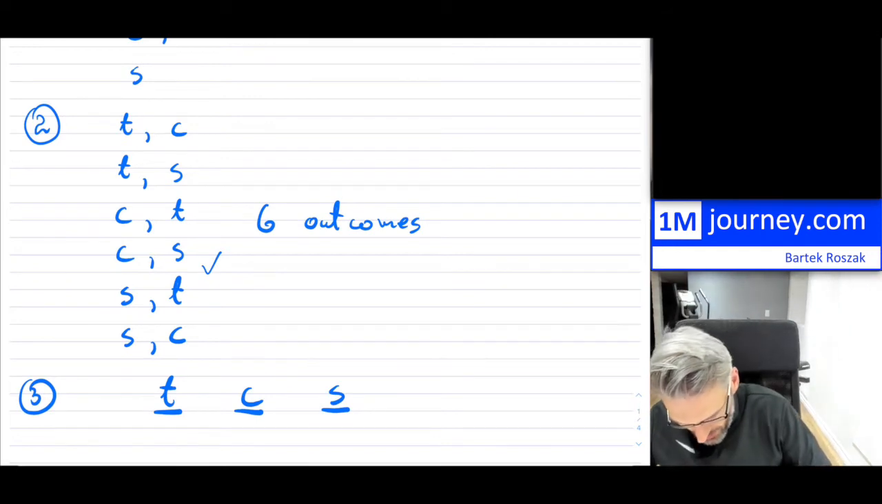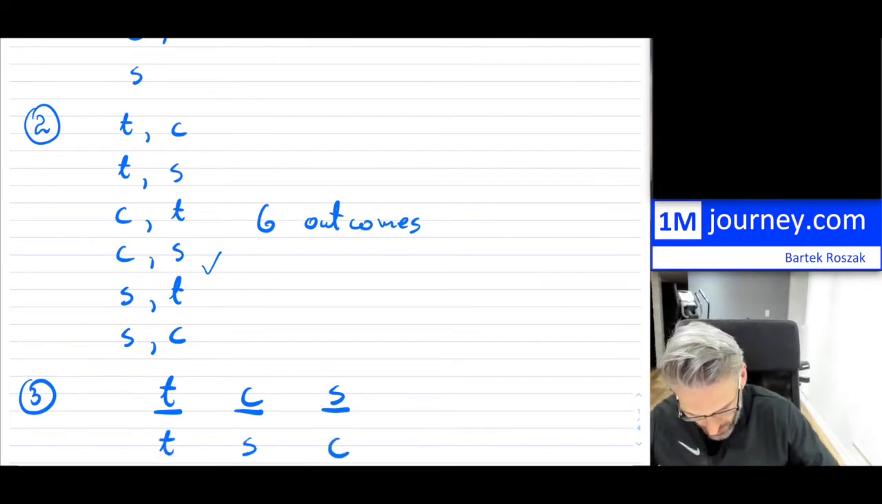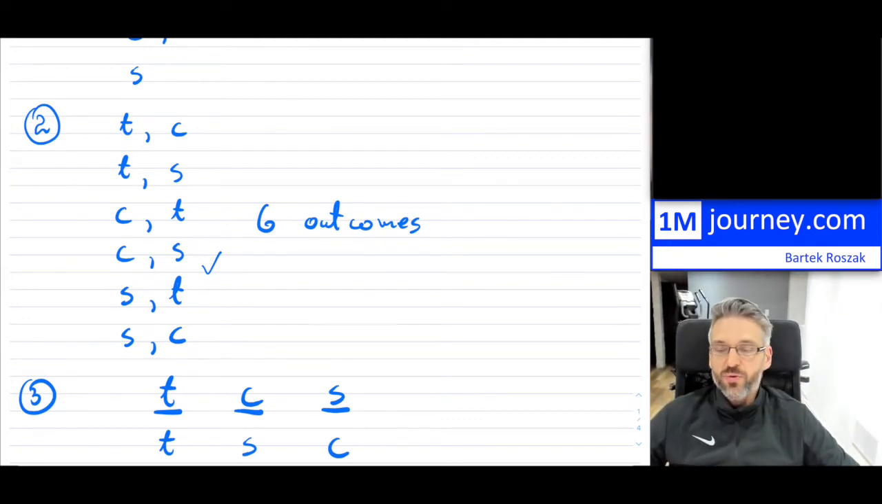Now I can also send a triangle, and then I can flip-flop. I can have a square and a circle. But I can't really do anything else that's any different here. And now I can do the same thing. I can put a circle first, and so on.